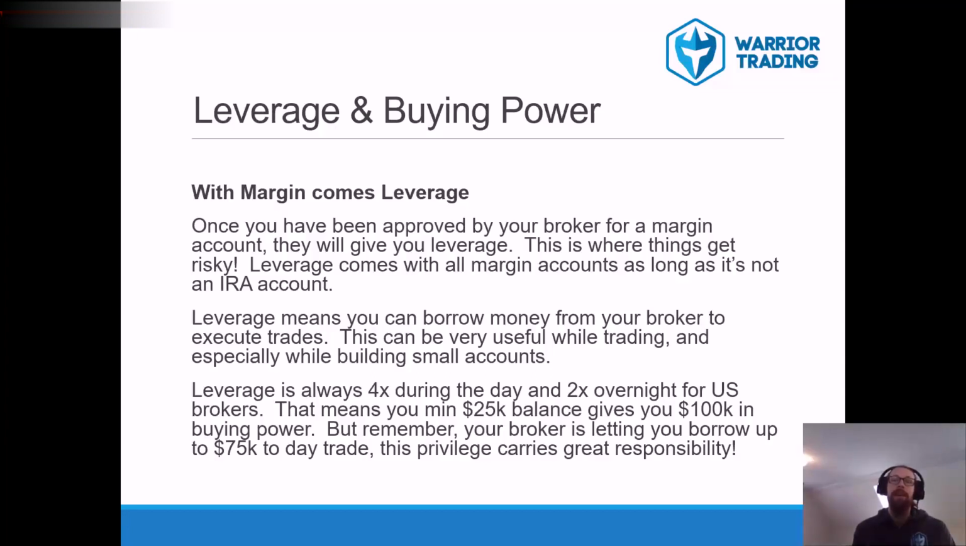All right. With U.S. firms, leverage is always 4 times during the day and 2 times overnight. Those are SEC rules. So you won't see a broker that gives you more. You won't see one that gives you less. Actually, there might be some that give you less. They can restrict margin if they want to, but they can't give you more. So that means your $25,000 balance gives you 100 grand in buying power. Right now, I've got 100,000 in my Speed Trader account. That means I've got $400,000 in buying power. But remember, your broker is letting you borrow 75% of that. So that privilege carries great responsibility. You just have to be super, super smart.